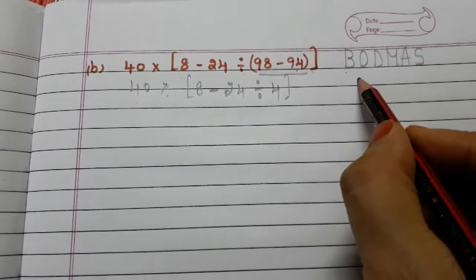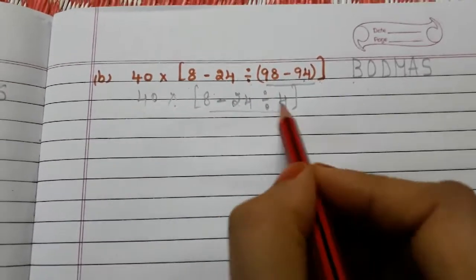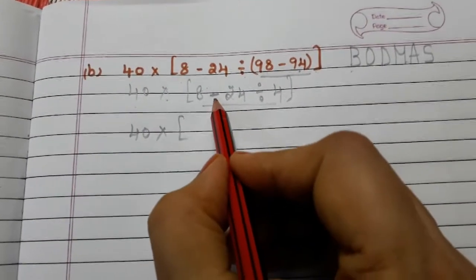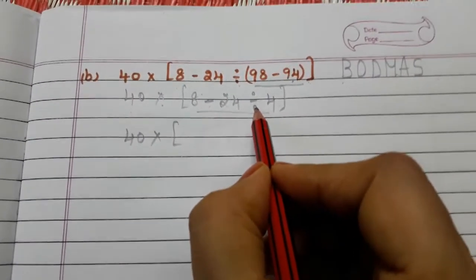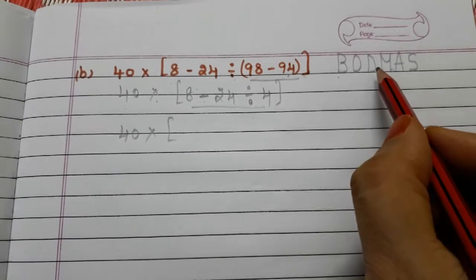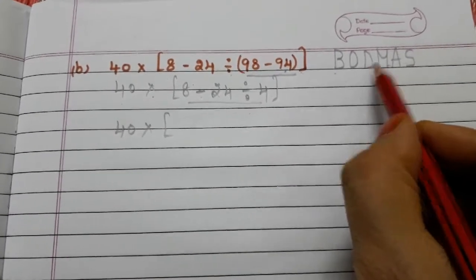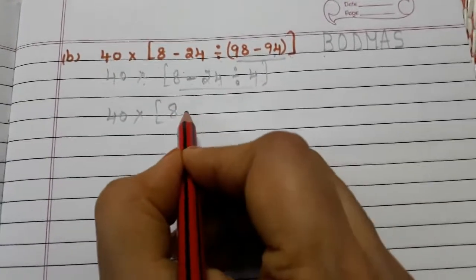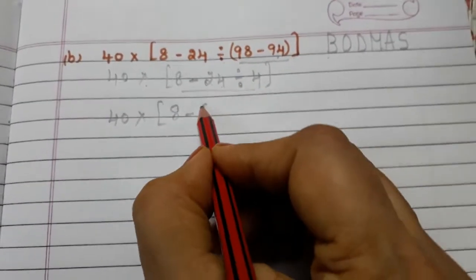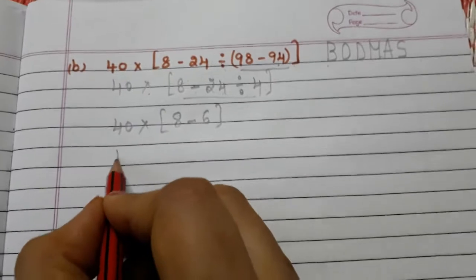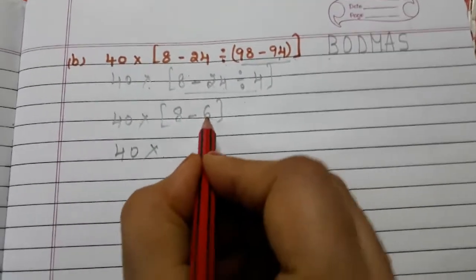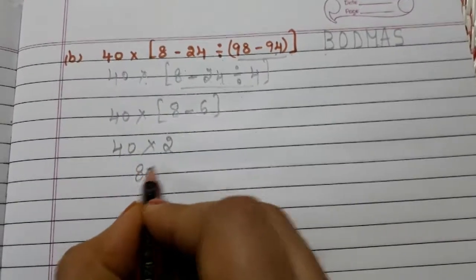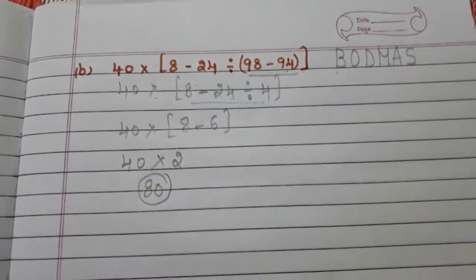So in BODMAS, brackets comes first, right? So first we have to solve this. 40 into, here we have subtraction and division. Which one we have to do first? In BODMAS, division comes first, right? So we have to divide 24 with 4. How much? 24 divided by 4 is 6, right? 8 minus 6 is how much? 2. Now 40 twos are how much? 80. So the answer is 80.